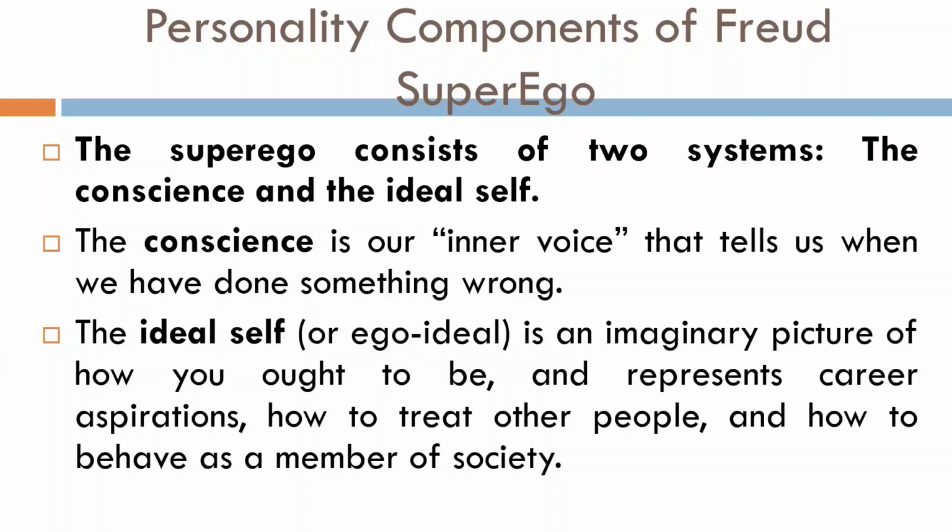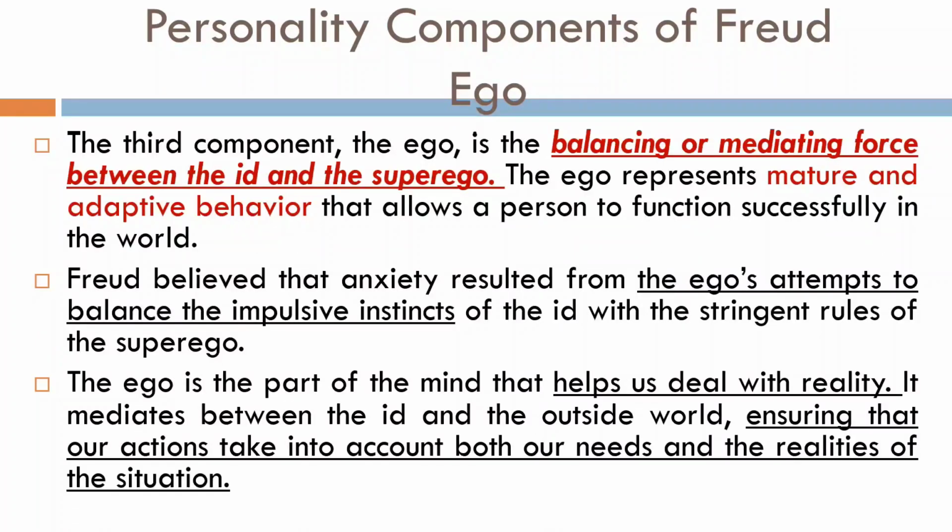Conscience is the inner voice that tells us when we have done something wrong, and ideal self or ego ideal is an imaginary picture of how you ought to be and represents career aspirations, how to treat other people and how to behave as a member of society. So conscience and ideal self are the two components.